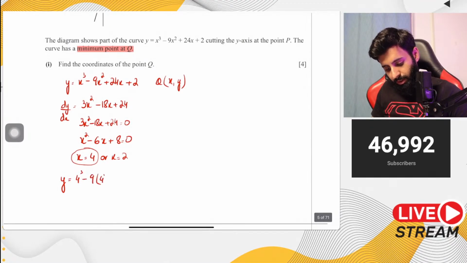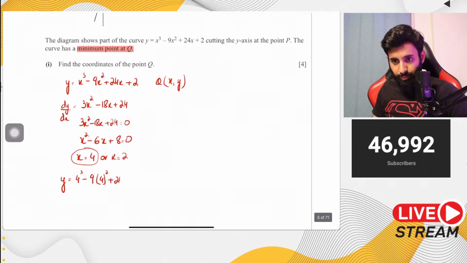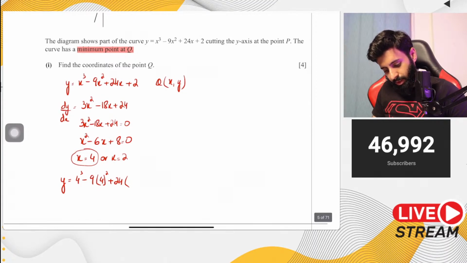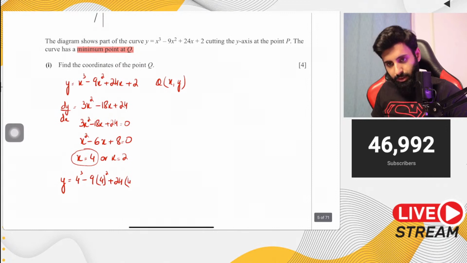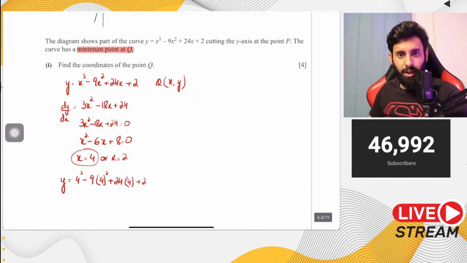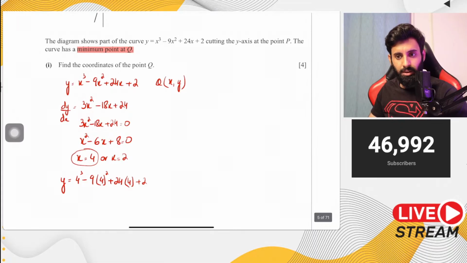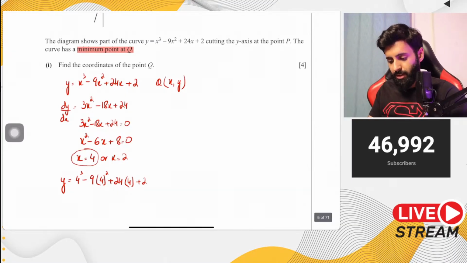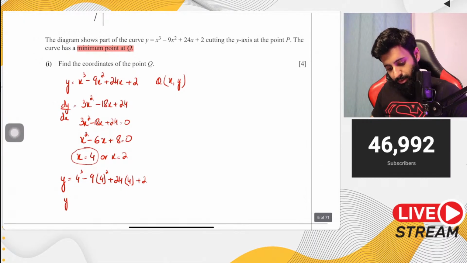So 4 cubed minus 9 into 4 squared plus 24 into 4 plus 2. Okay, so let's see what we get. Let me check. Again, just use your calculator over here to save time. So 4 cubed is 64, minus 9 into 4 squared, plus 24 into 4, plus 2. So y is equal to 18. There you go, y equals 18. So we have the coordinates of Q, 4 comma 18.